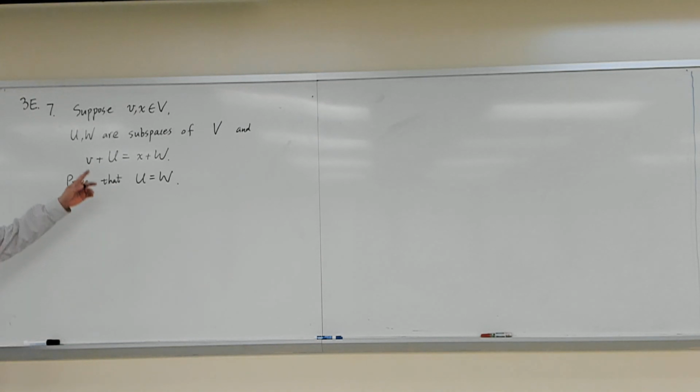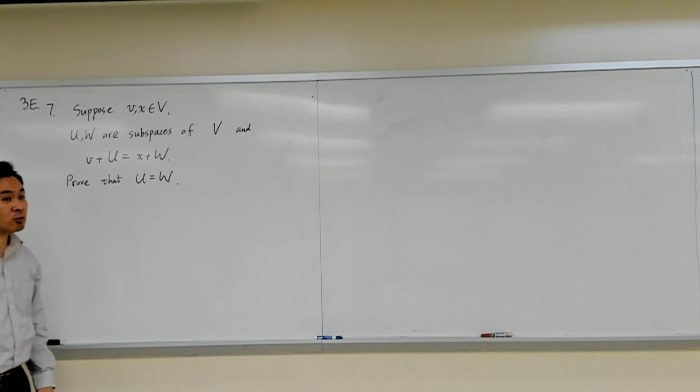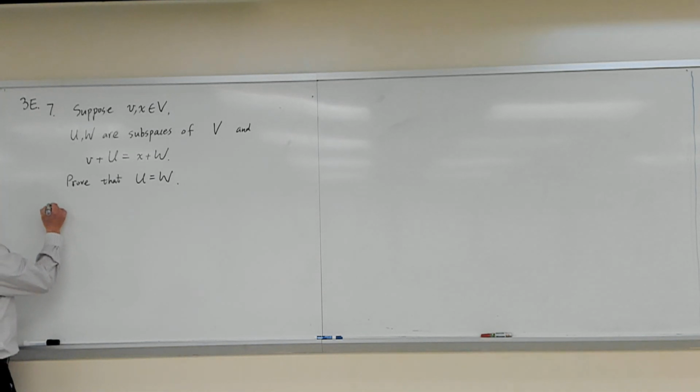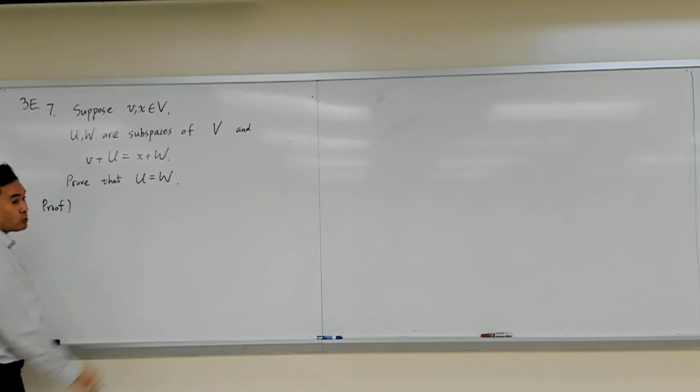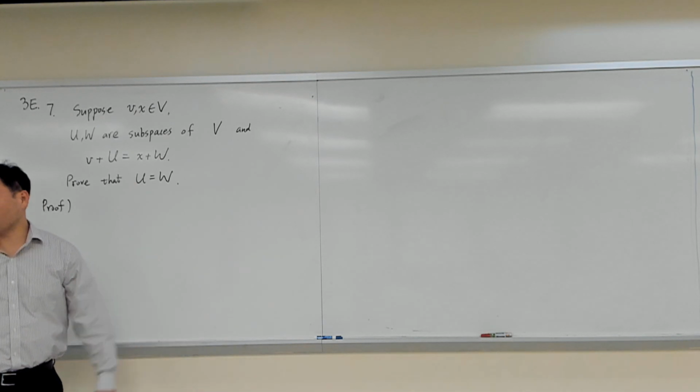Suppose you have two vectors v and x, and U and W are subspaces, and v plus U is the same as x plus W. Prove that U is equal to W. When you try to show that two sets are equal, you have to show inclusion both ways, right?